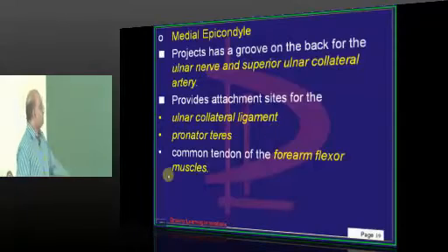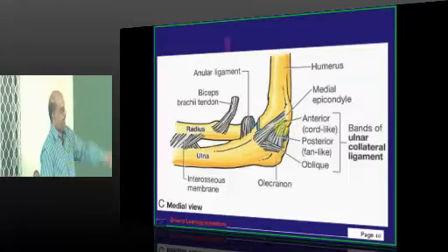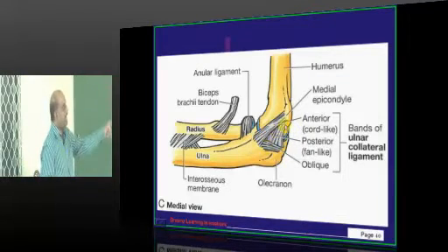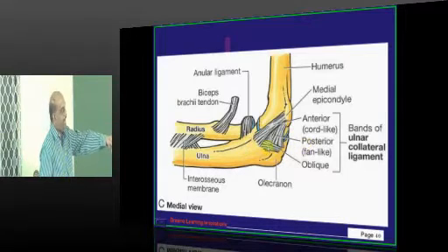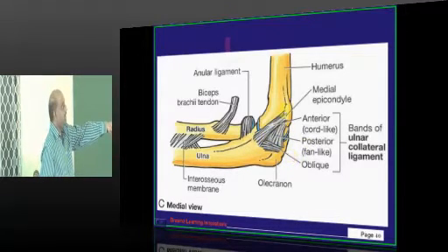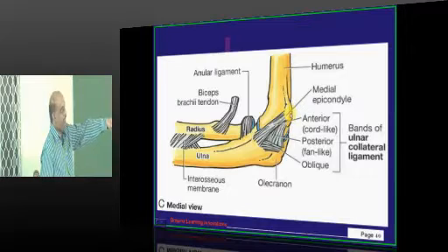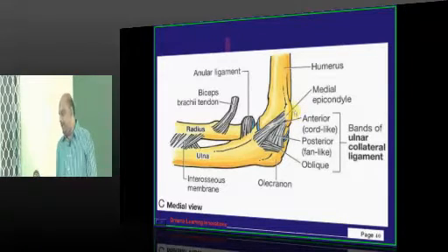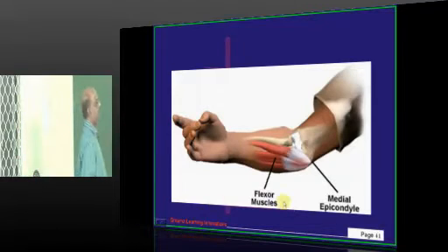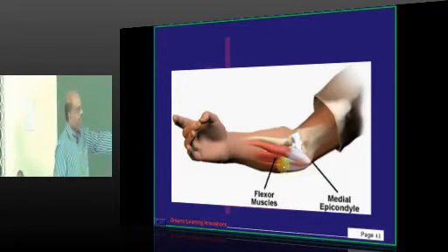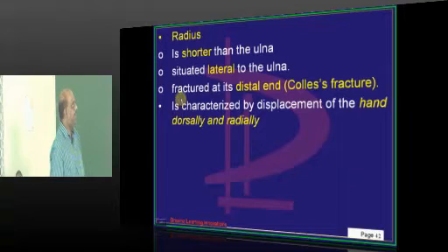So this is how, doctor, the ulnar collateral ligament. Typically the ulnar collateral ligament has one anterior cord-like band, posterior fan-like band, and oblique fibers. They come and basically take an origin from the medial epicondyle, is what you need to basically remember. So this is another example of the flexor muscles and the medial epicondyle.